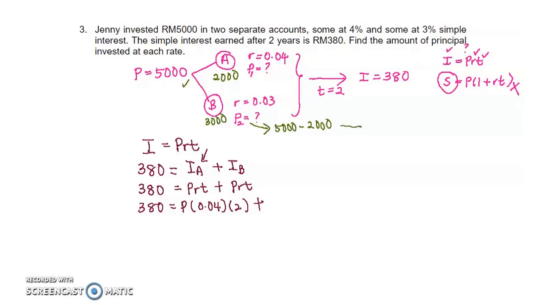So in general, here we do not know what is value P from bank A. Originally we have 5,000. So if in bank A we put P, then bank B will be 5,000 minus P. That is P2, the principal in bank B. So here, plus P for bank B, which is 5,000 minus P. R is 3%, T equal to 2.